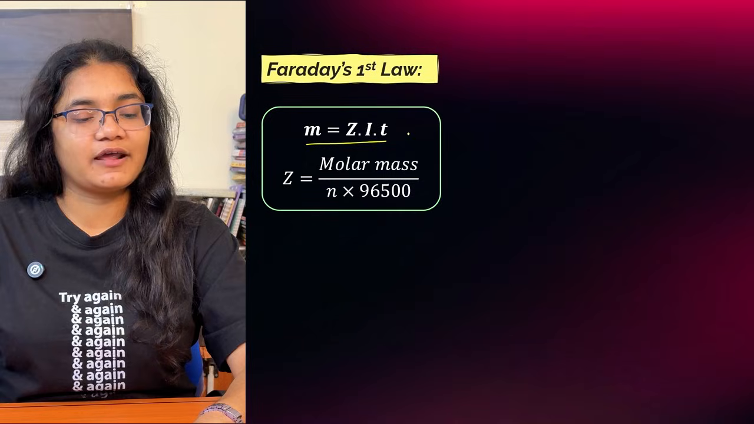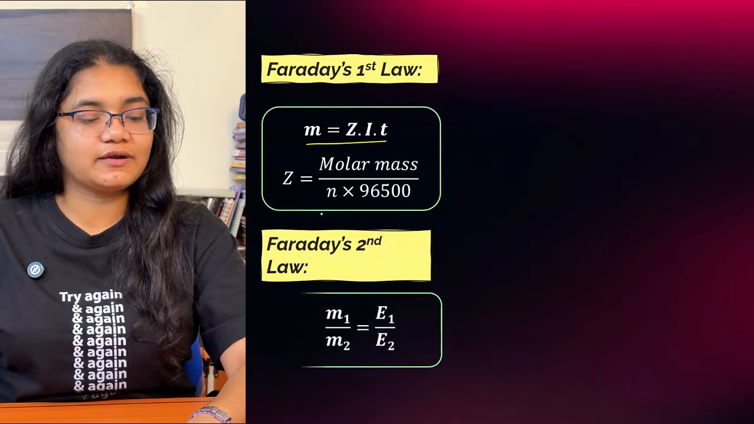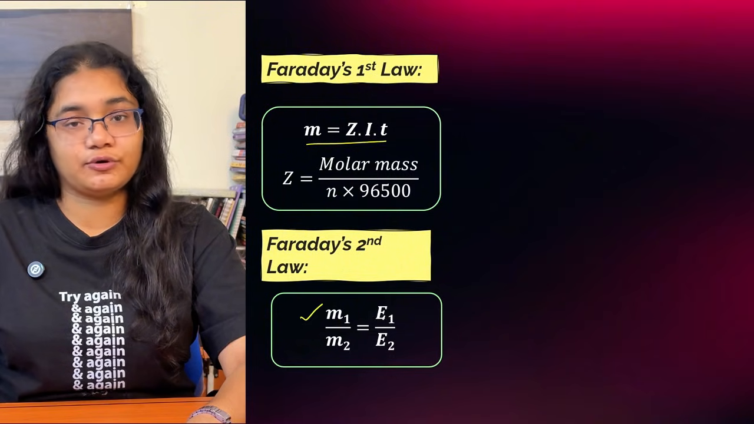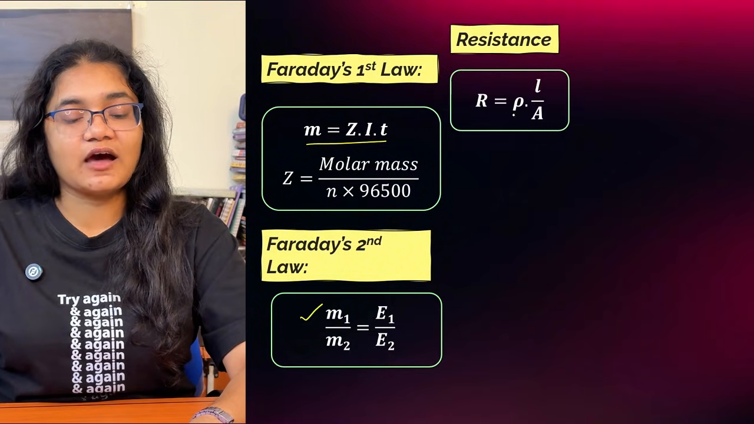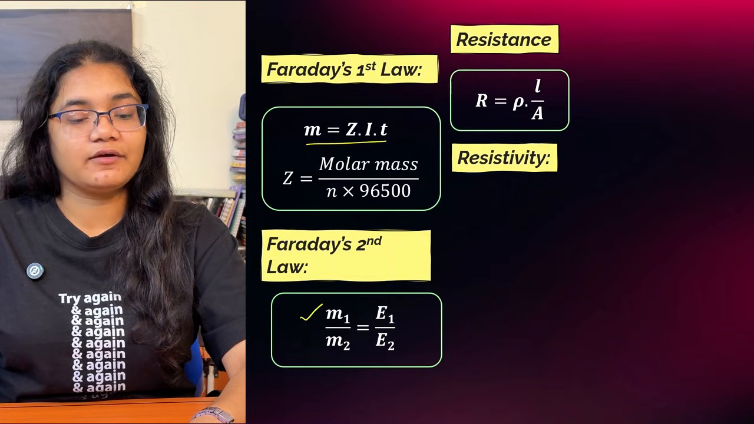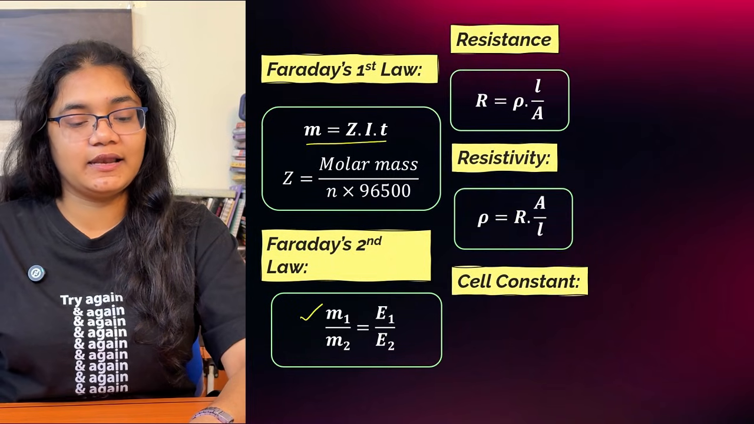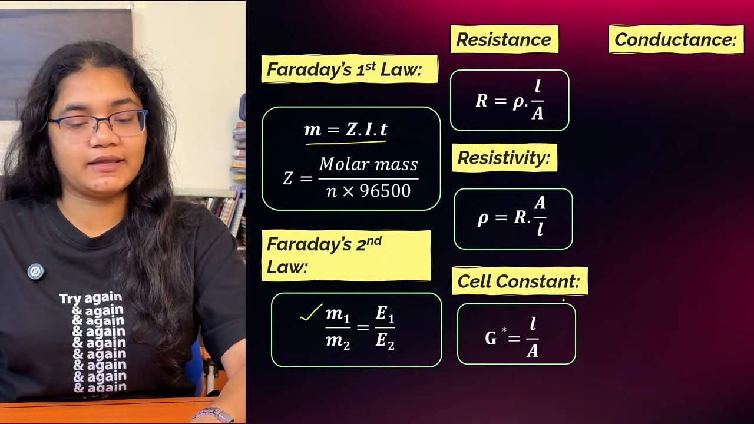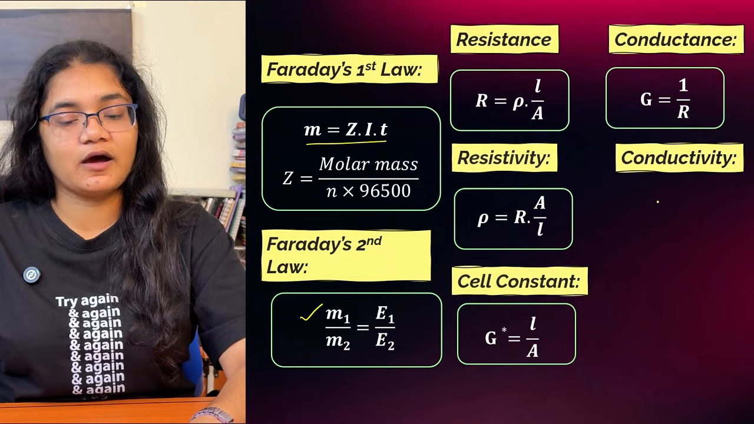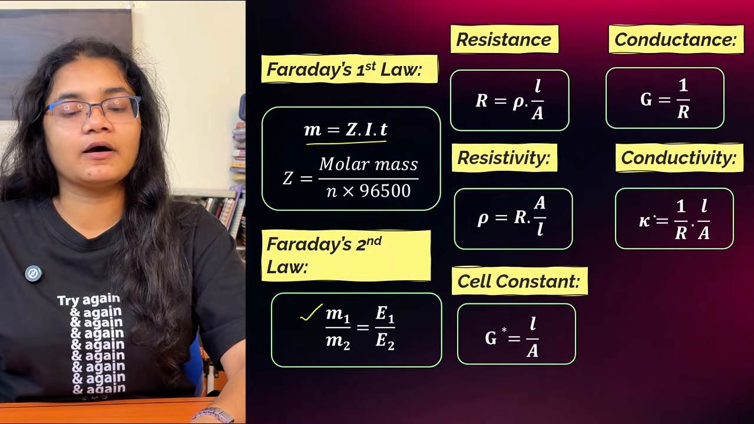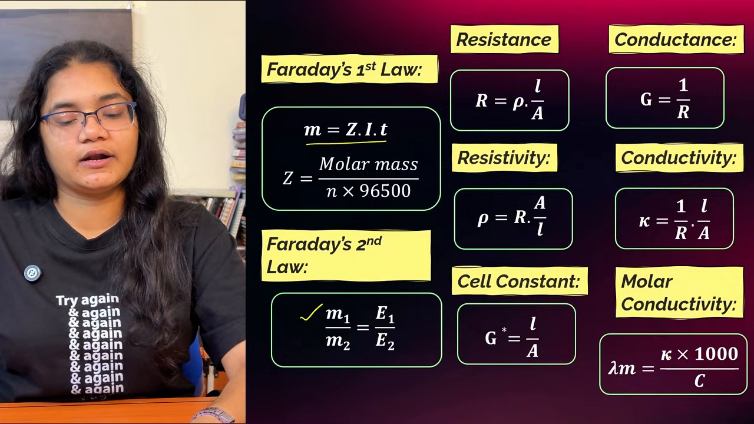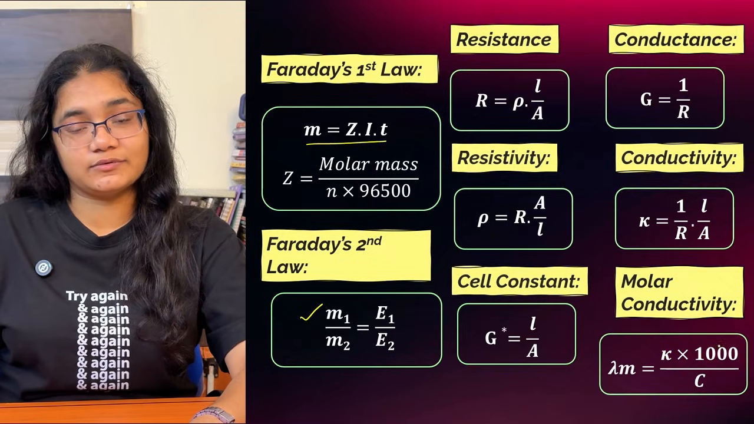The first one is Faraday's first law, m is equal to ZIt. Next one is Faraday's second law, m1 by m2 is equal to E1 by E2. Resistance R is equal to rho l by A. Resistivity is rho A by l. Cell constant G* is l by A. Conductance G is equal to 1 by R. Conductivity kappa is equal to 1 by R into l by A. Molar conductivity is equal to kappa into 1000 by C.